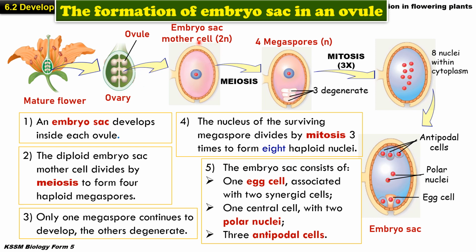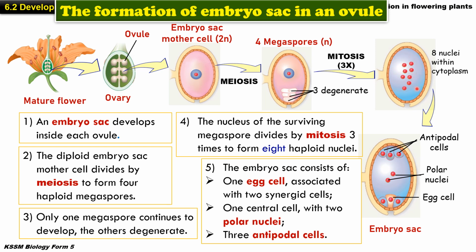Proses lebih kurang sama dengan formation for pollen grain. Boleh ingat? Okay. So, yang ini mungkin 10 markah for essay. Cuba tengok balik. Kita pergi for the whole lagi sekali. Ovule. Okay, dalam ovule ada an embryocyte mother cell 2N. So, this embryocyte mother cell 2N undergo meiosis. So, it will become 4 megaspore haploid. But 3 will degenerate, only 1 survive.